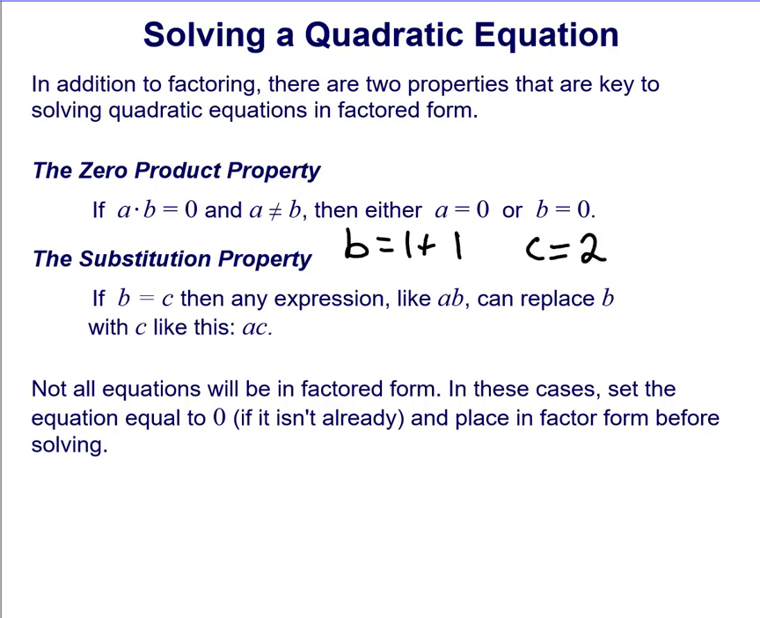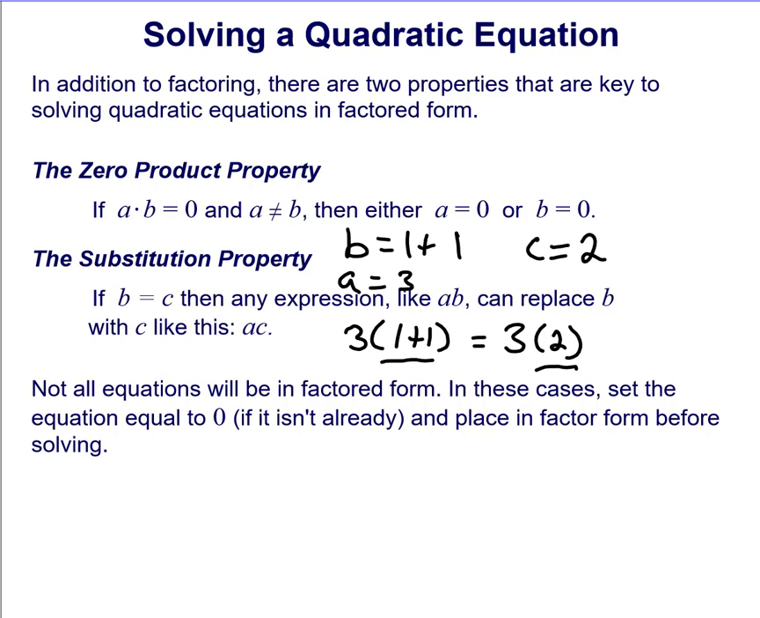Okay, so obviously b is equal to c. So if a, let's say a is equal to 3. So a times b, 3 times 1 plus 1, I can replace b with the number 2 and get 3 times 2. That's called the substitution property. I can substitute one value for the other, and it's still going to be the same.